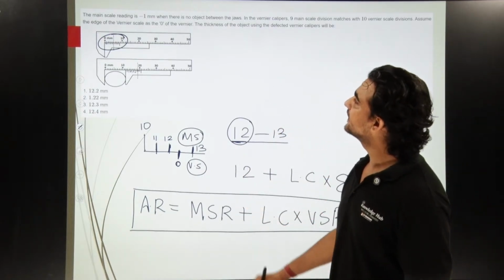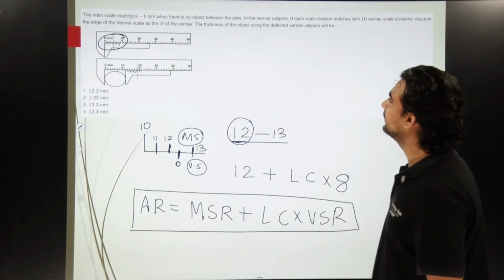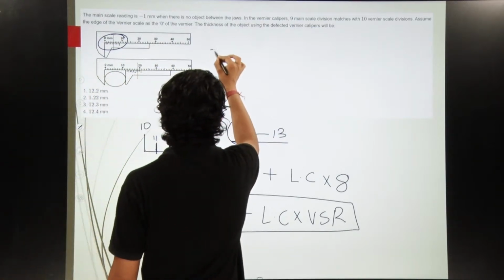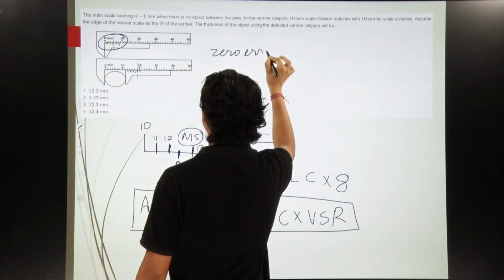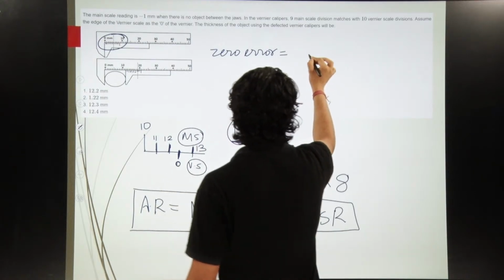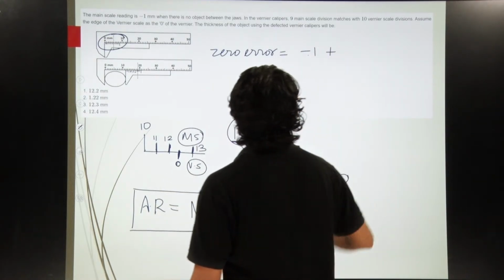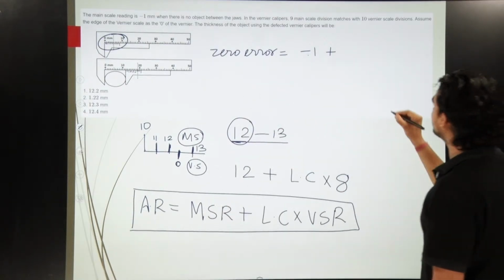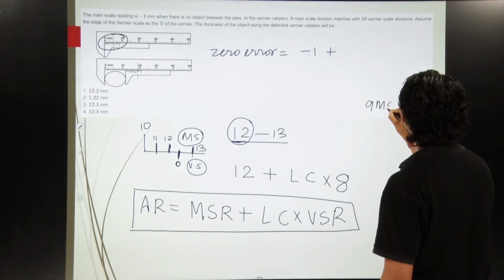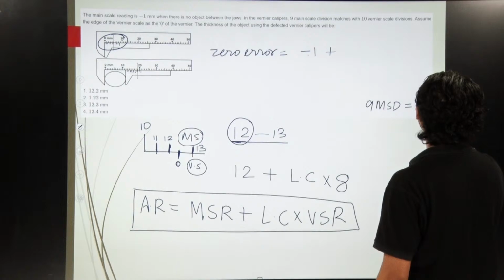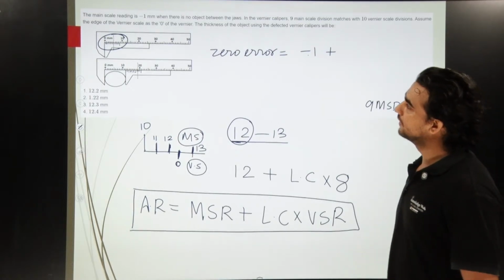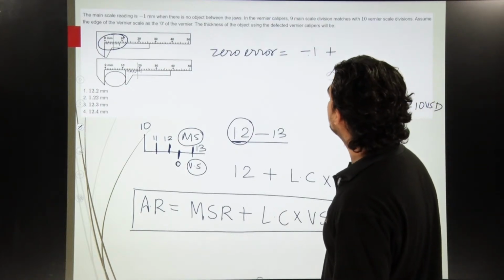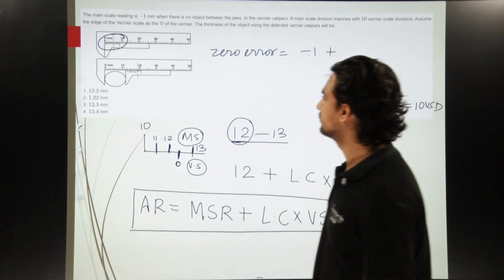So the main scale reading is -1 mm when there is no object between the jaws. So he is saying that when there is no object between the jaws, that is the zero error. So zero error is basically main scale reading is -1 mm, plus in the Vernier caliper 9 main scale divisions match with 10 Vernier scale divisions. Assume that the edge of the Vernier scale is the zero of the Vernier; find the thickness of the object used. So let's understand here.